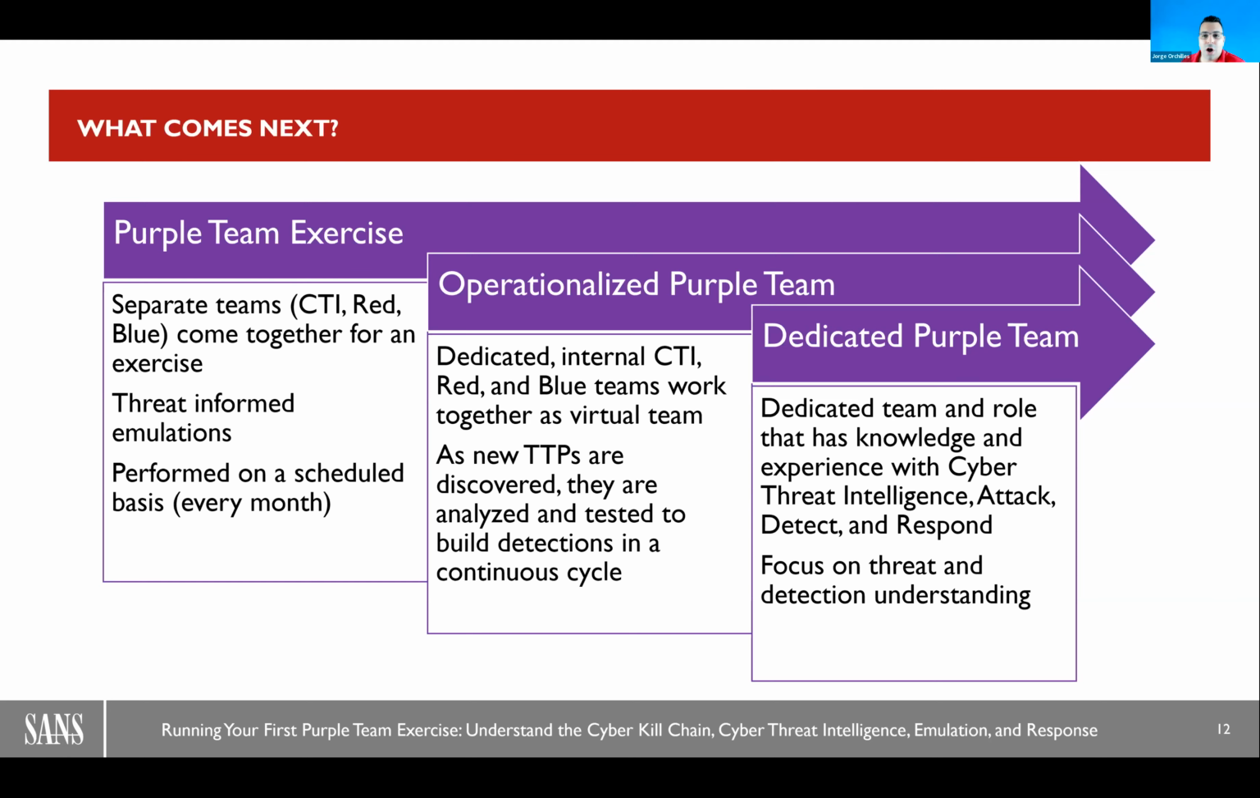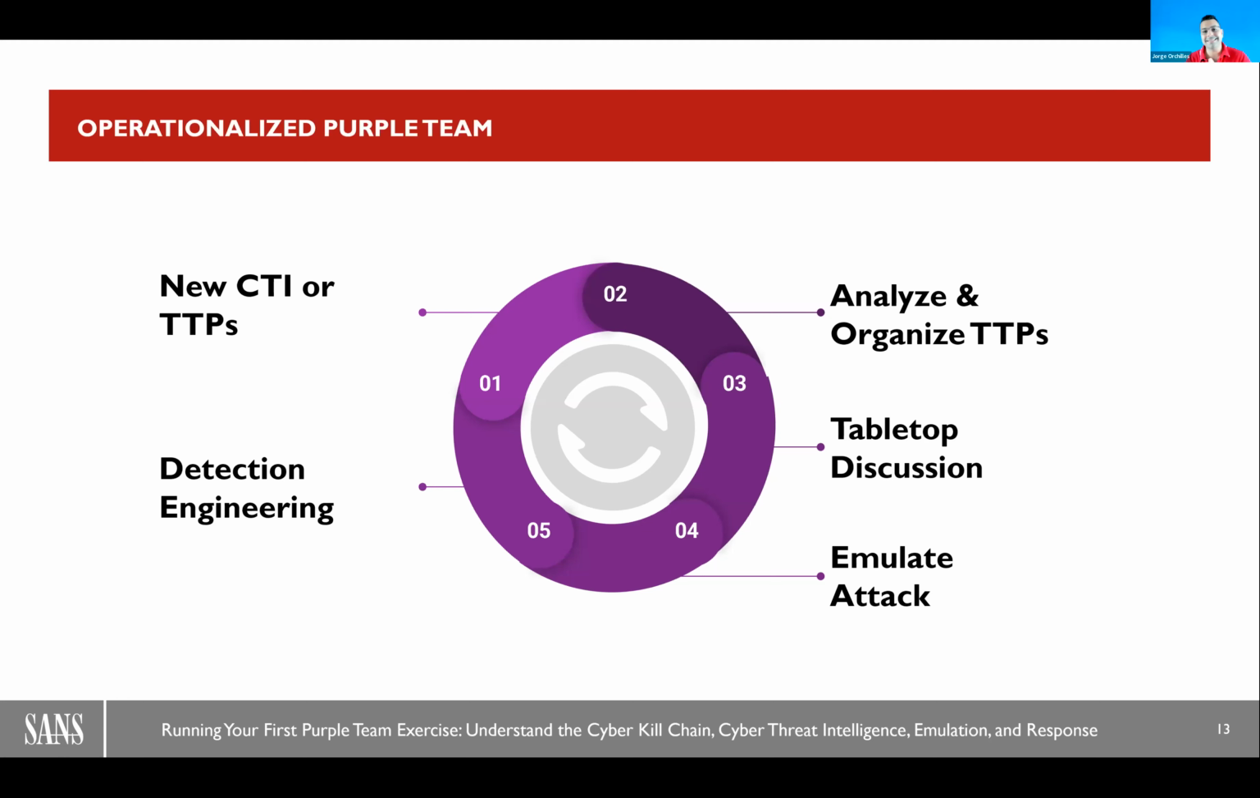Here, we're going to focus on an operationalized purple team. So, cycles. We love cycles because cycles keep repeating, right? There's no end state for you or for any of us here in security. Something new is going to come out all the time. So we start over on the left. Step one, of course, is when some new CTI or some new TTP is discovered.